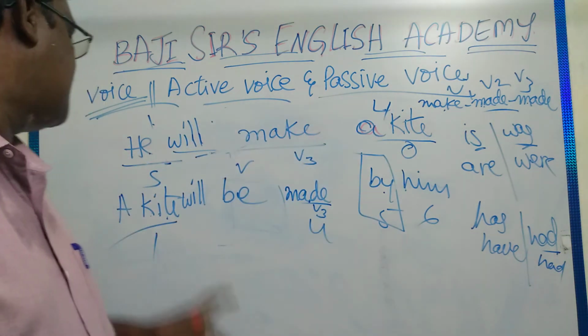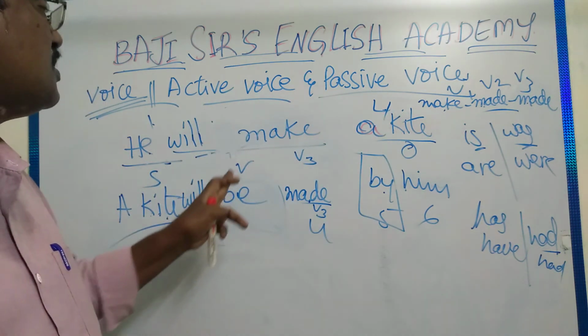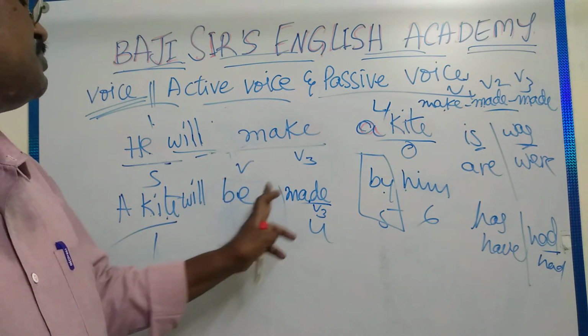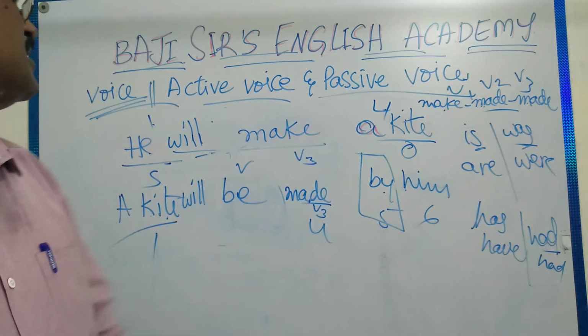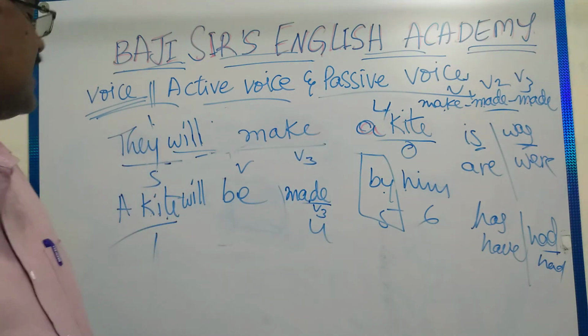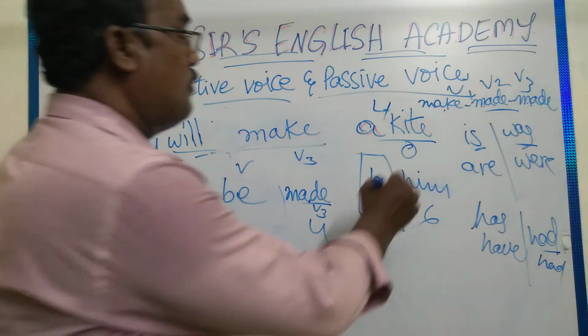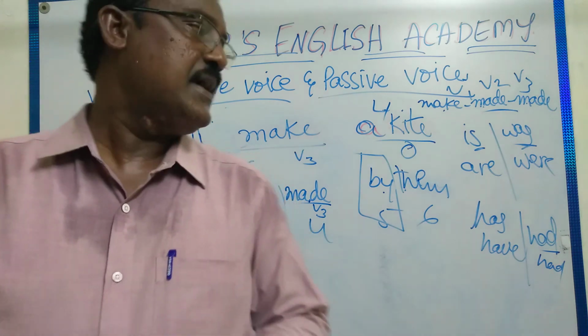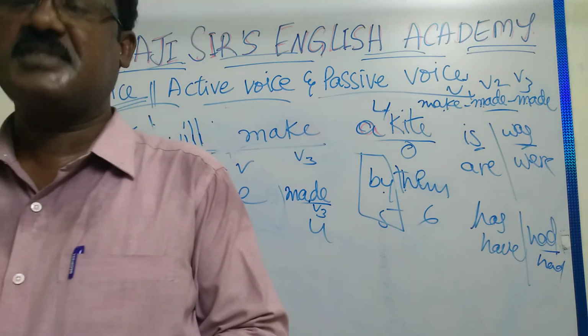Simply see here: if you write V1 after will, it becomes a simple future. He will make a kite. A kite will be, simple future is there. Future be form we have taken. Will be is a future verb, be form. Will be made by him. They will make a kite. A kite will be made by them. In this way, my dear students, all tenses of active voice and passive voice we can write easily.